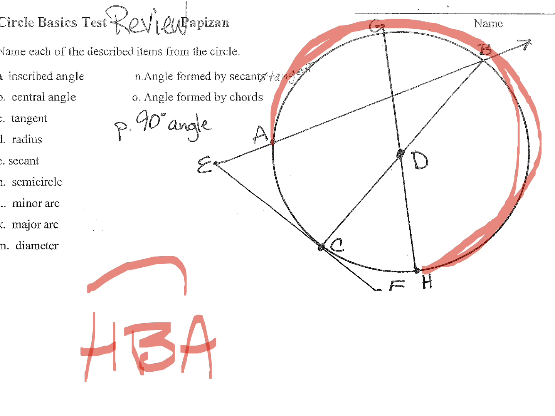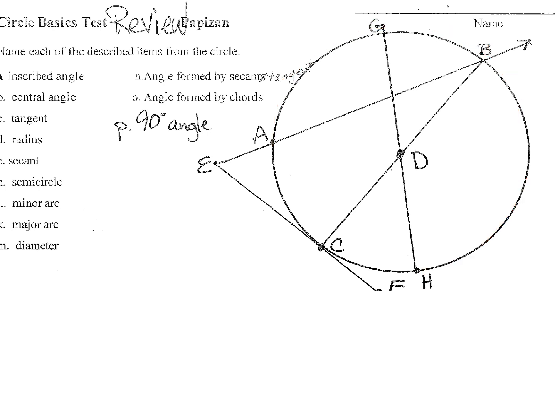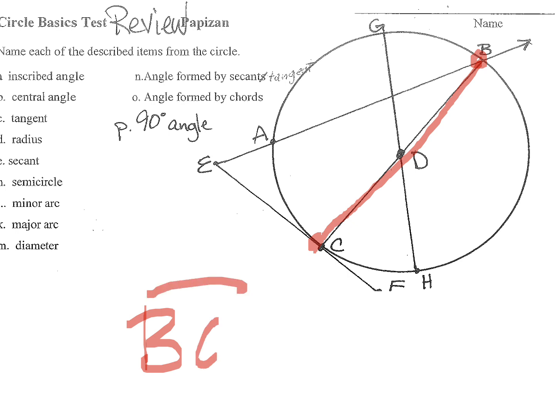Alright, and then of course your radius and diameter. Radius would be DC, HG. The diameter would go straight through the middle, one point to another. Remember, that's also a chord, but it's mainly the diameter. So segment BC would be a diameter. GH would be a diameter.